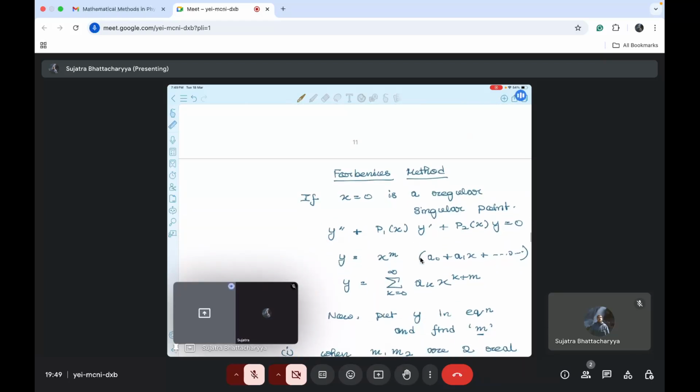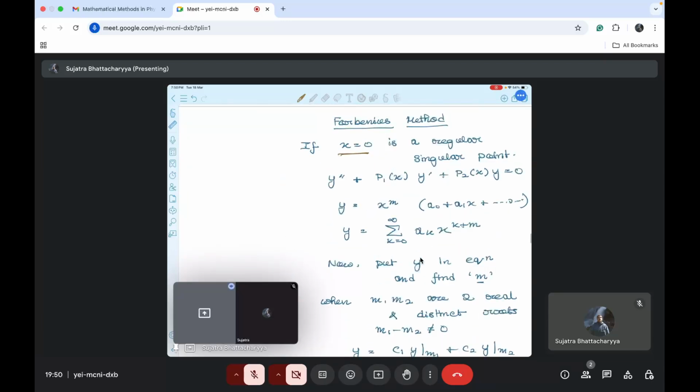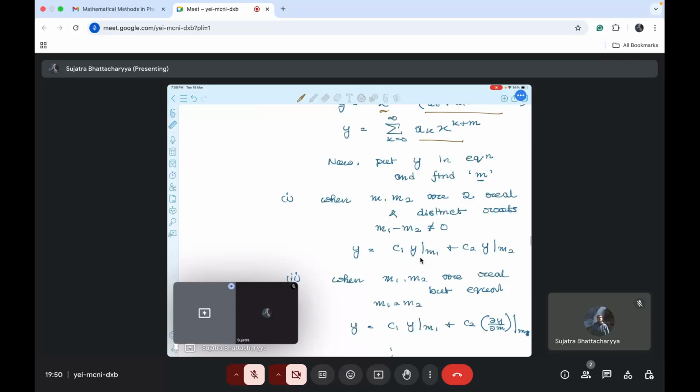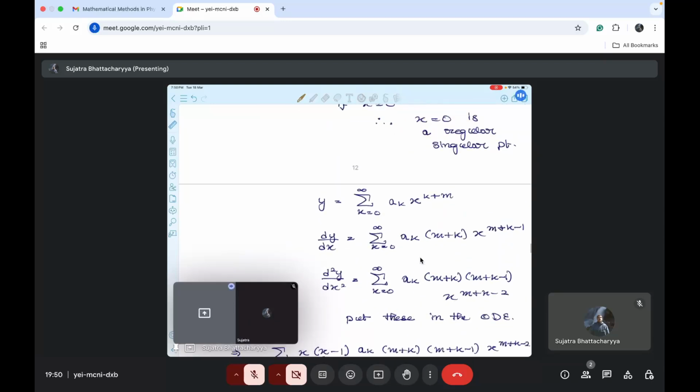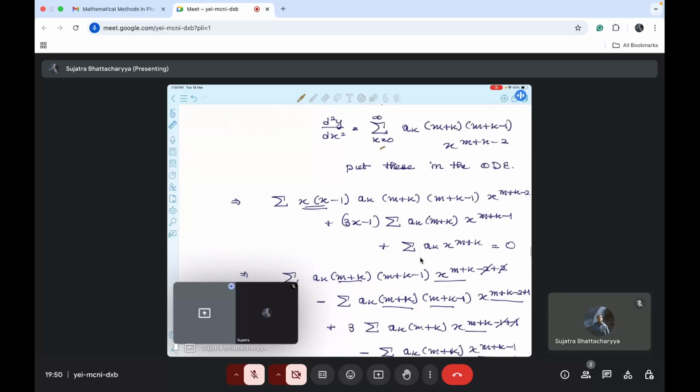Then we went towards the Frobenius method. For the Frobenius method, this is an important condition: x equal to 0 should be a regular singular point. And instead of writing y as a direct power series like a_k x to the power k, we are writing it as x to the power m times the sum of a_k x to the power k. Why are we doing it? We will understand. When we take the differentiation dy/dx, the summation will never change because it will be accommodated in the m. So you don't need to change it. This is one of the advantages.